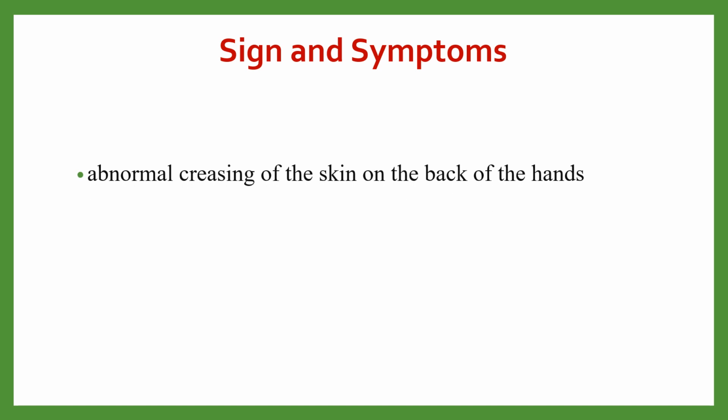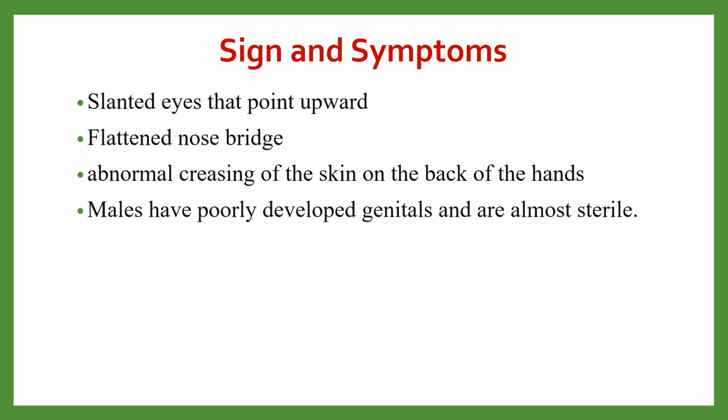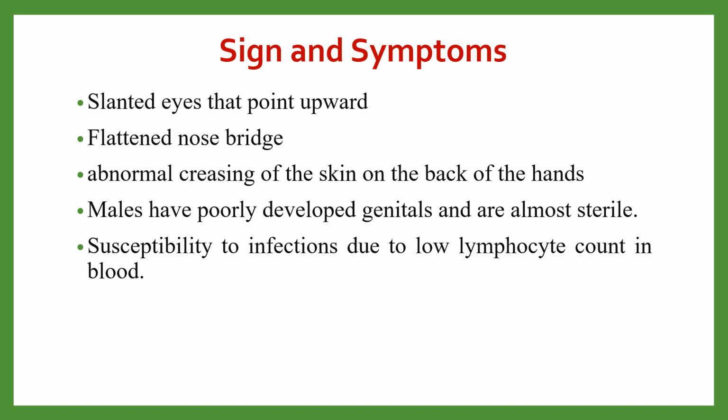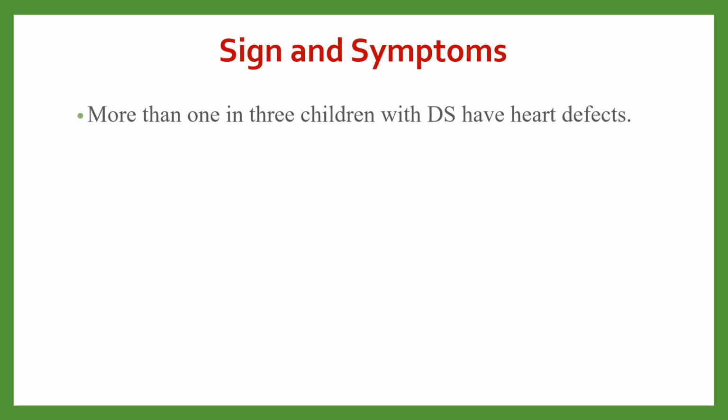There is abnormal creasing of the skin on the back of the hands. Eyes are slanted and pointed upward. Their nose bridge is flattened. The males have poorly developed genitals and are almost sterile. Susceptibility to infection is high due to the low lymphocyte count in the blood. They have small, underdeveloped ears. They may have hearing and vision problems, blockage of the intestine, and short fingers and toes.